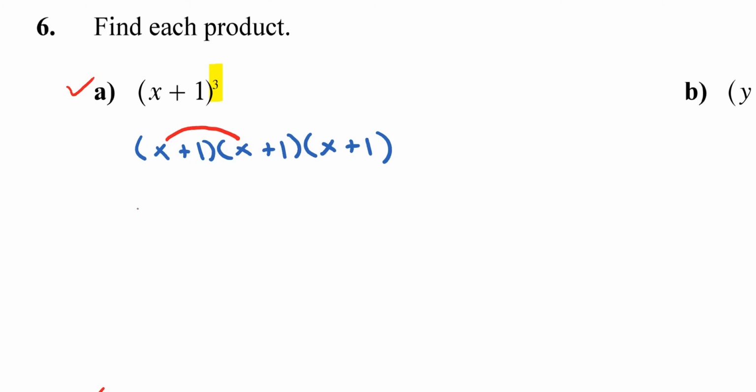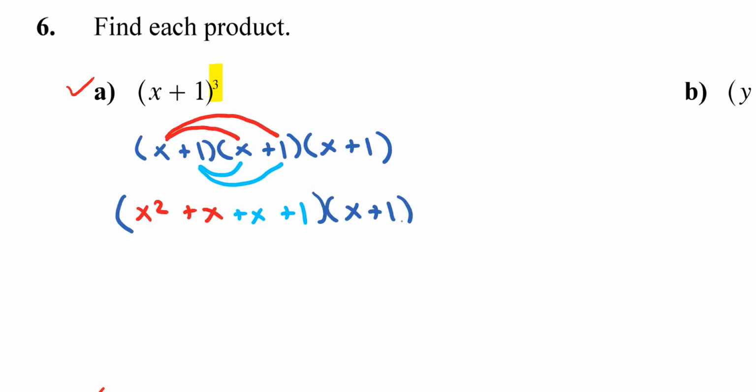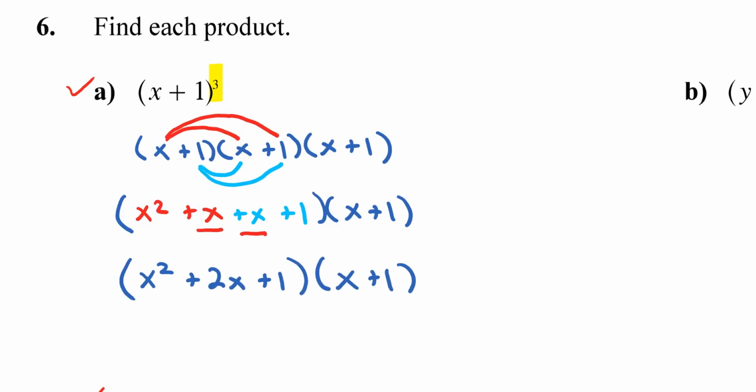And then we have our FOIL problem here, so x times x is x squared, x times 1 is plus x, and then 1 times x is plus x, and then 1 times 1 is plus 1. Let's go ahead and simplify the inside here. So x plus x is going to be 2x. So this is going to be x squared plus 2x plus 1. And then we'll multiply that with x plus 1.